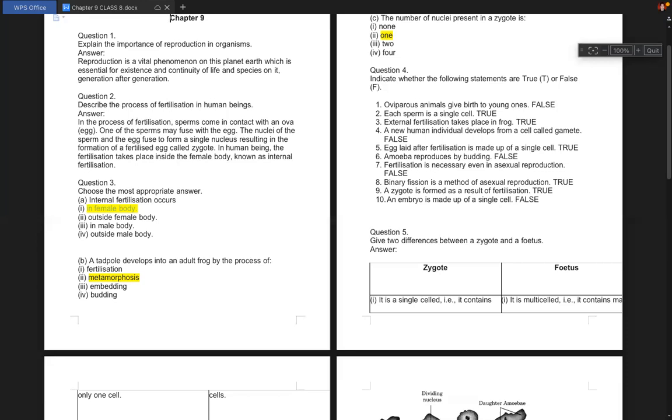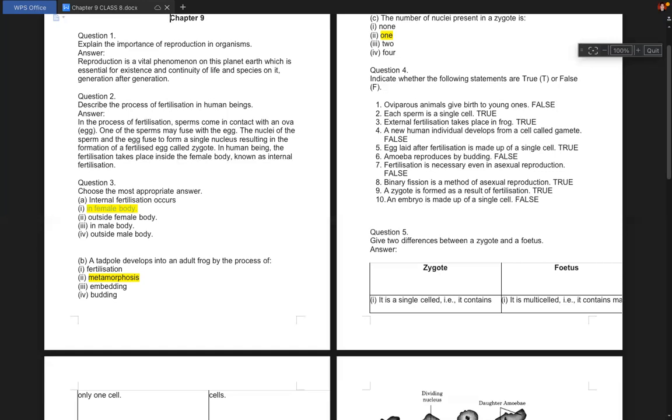A new human individual develops from a cell called gamete. Is that true? No, that is false. It develops from a cell called zygote, right? Not gamete. Egg laid after fertilization is made up of a single cell. Yes, that is true. Number 6, amoeba reproduces by budding. No, amoeba reproduces by binary fission, not budding. Number 7, fertilization is necessary even in asexual reproduction. Again, that is false. That is not required. Only a single parent is required, right?